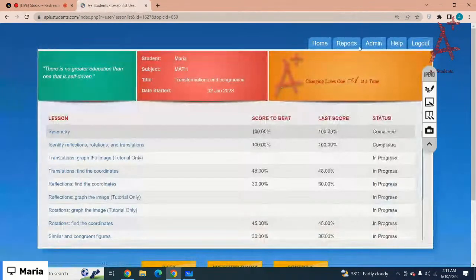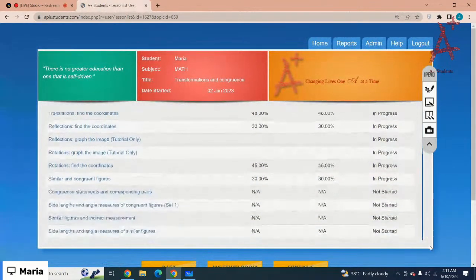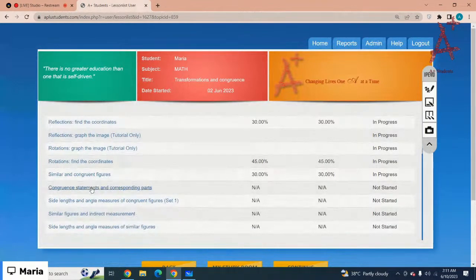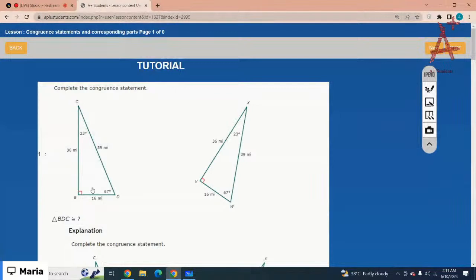Okay, the next one is congruent statements and corresponding parts. So let's just start with the next one. Okay, complete the congruent statement. You have to complete this statement. Angle BDC. Here is angle B, D, and C. Got it? You have to see this triangle BDC is congruent to.